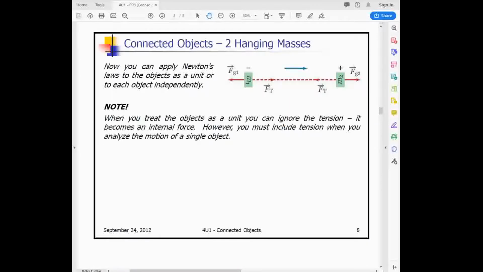Actually, that note is important. It says when you treat the objects as a unit, you can ignore the tension because it's an internal force. However, you must include the tension when you analyze the motion of a single object. That's actually the critical part about these problems. When objects are connected, we look at it as a large system to avoid calculating with the internal forces, and then we introduce the internal forces and our system acceleration to then find out what those internal forces are.